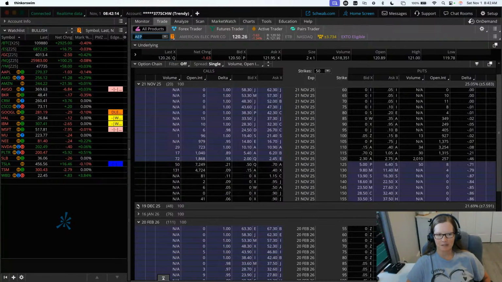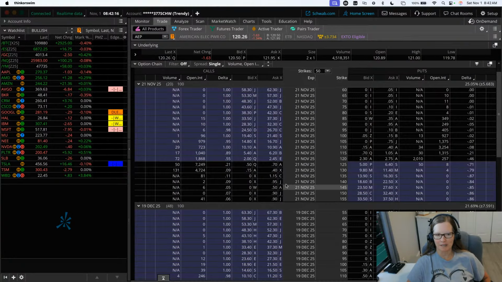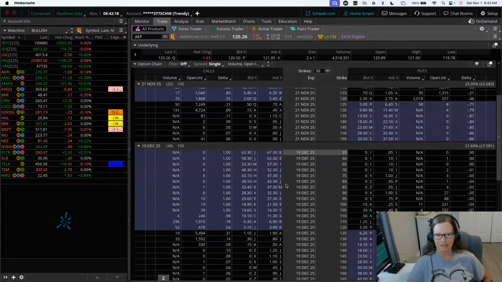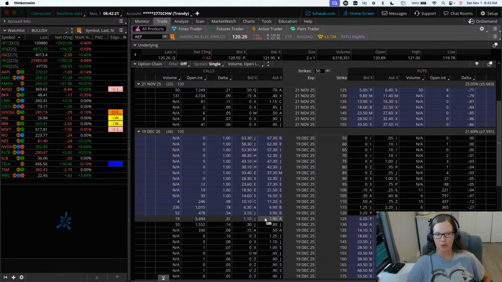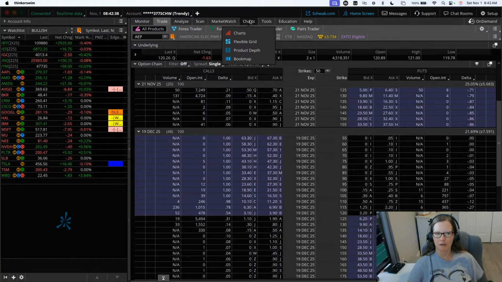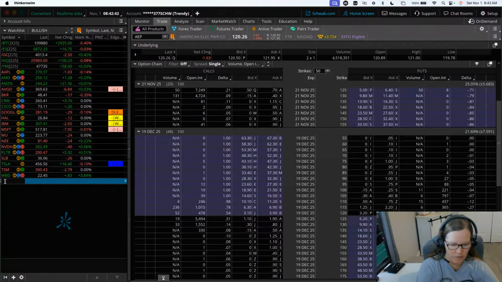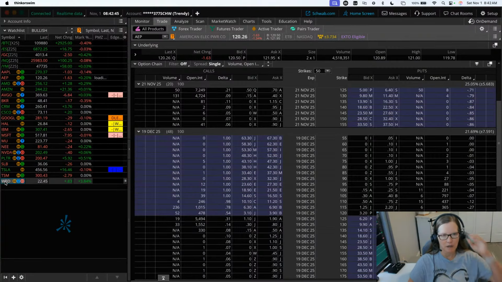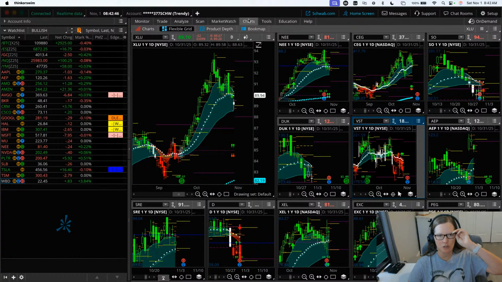Let me check the December expirations just in case I want to buy some extra time. The 125s is actually the strike that I would have to choose simply because it has the liquidity that I'm looking for, and the price allows me to buy a couple of contracts. All right, so AEP can make my list for this utilities sector. Now let's go back to the chart.